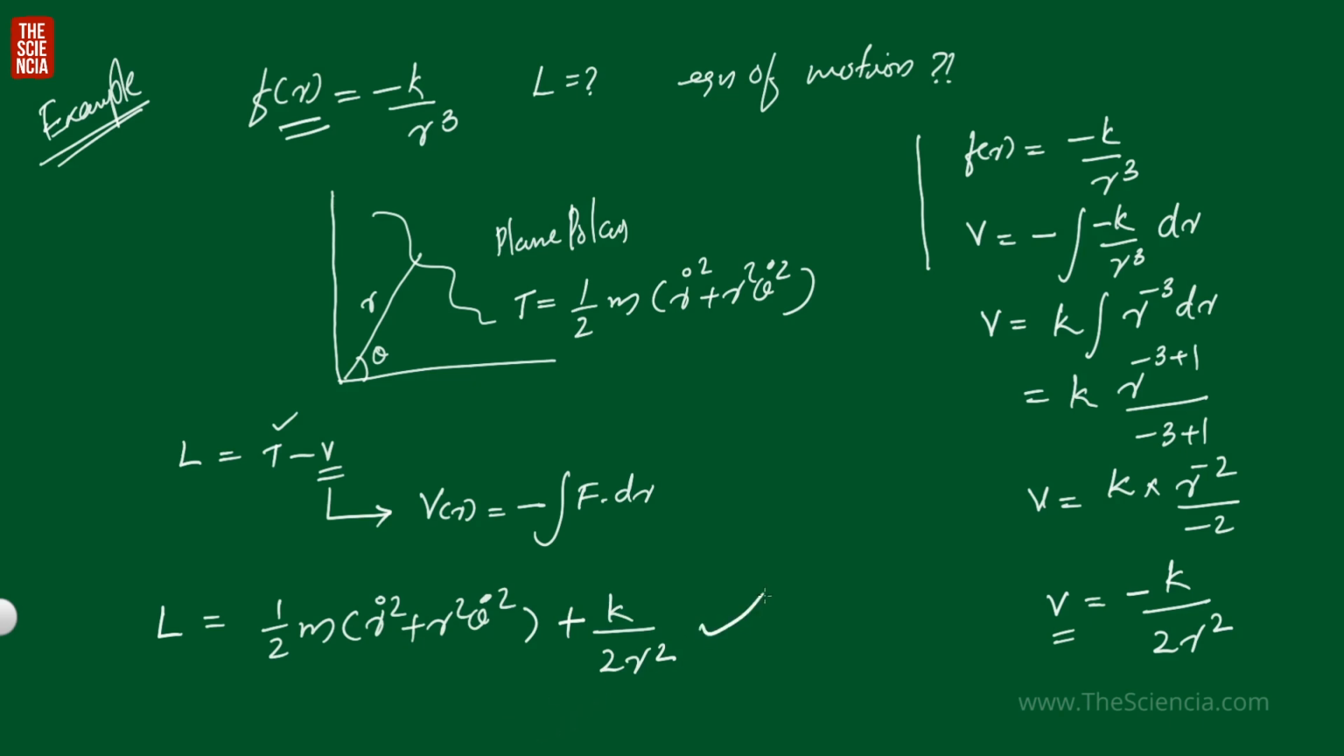Now we have the Lagrangian, and I know you are very good at finding equations of motion. So do this by yourself. Here you see there are two generalized coordinates, one is r and one is theta. So solve the equations of motion for r and theta. Okay.